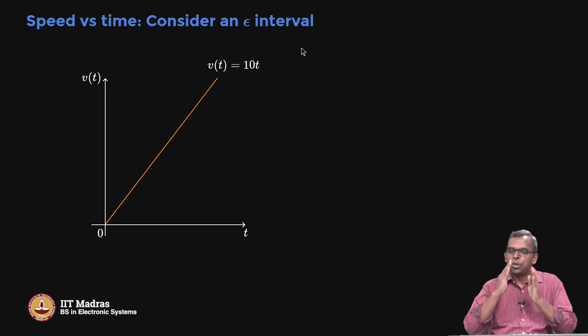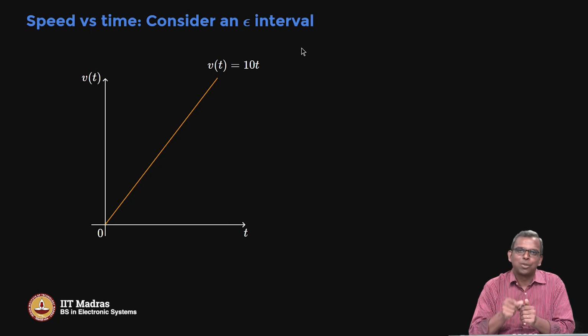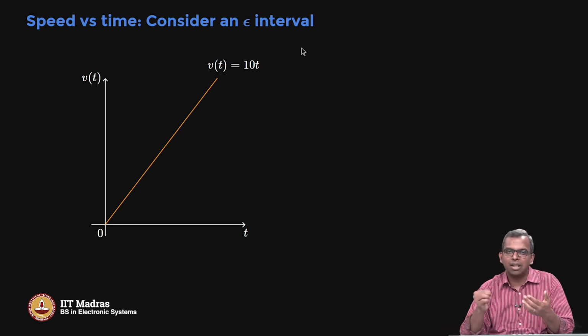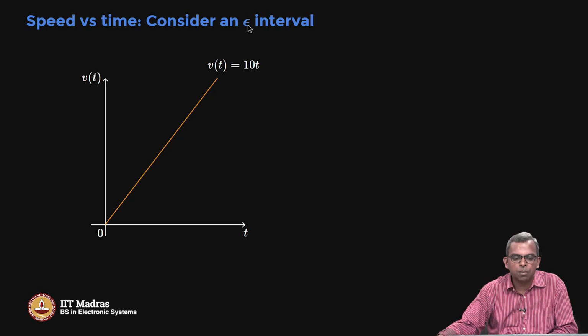You take a big problem, you break it down into small problems, and then try to solve the small ones. If you can solve the small one, you try and put it together to solve a bigger problem, right? So the same thing we'll do. Let's think of a small problem here, which is a small epsilon interval.